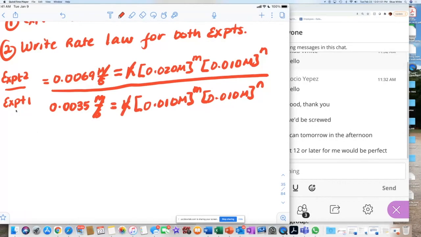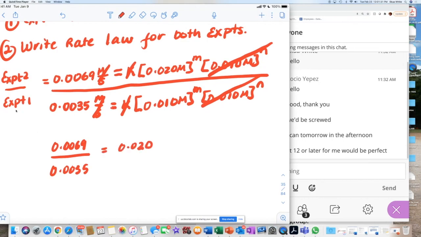So cancel this out. K is the same, it's the same reaction, so K is constant. Therefore, this whole rate matches the bottom number. I picked the experiments on purpose, right? To cancel K out. So that K cancels out. The unit for rate is usually, now we can consolidate, changing concentration over a second. We have 0.069 divided by 0.035 equal to 0.020 K over 0.010 raised to the power M.